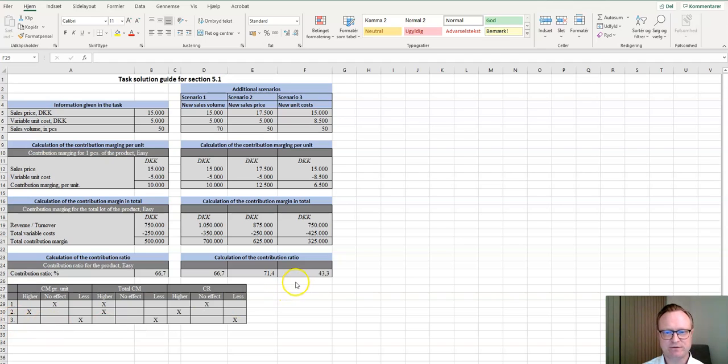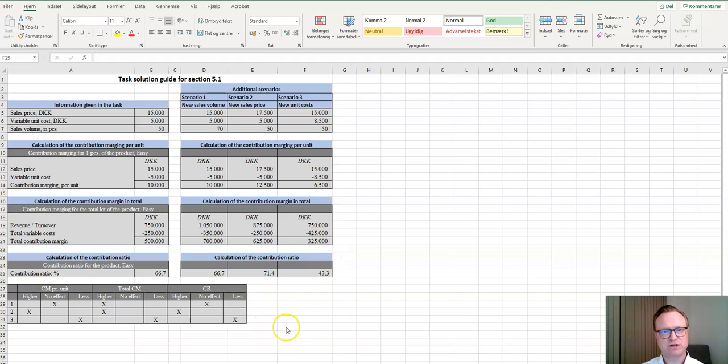Now there's only scenario 3 left, and in scenario 3 we were presented with an increase in the unit cost, which resulted in a decrease in the contribution margin per unit. And we can see down here in scenario 3, the contribution margin per unit is lower. That means it is less, so we put an X here in less. The contribution margin in total is also lower than the base scenario, so we can put an X in less for the total contribution margin. The contribution ratio was also lower. So the contribution ratio in scenario 3 is also lower. And this was because of the increase in the cost.